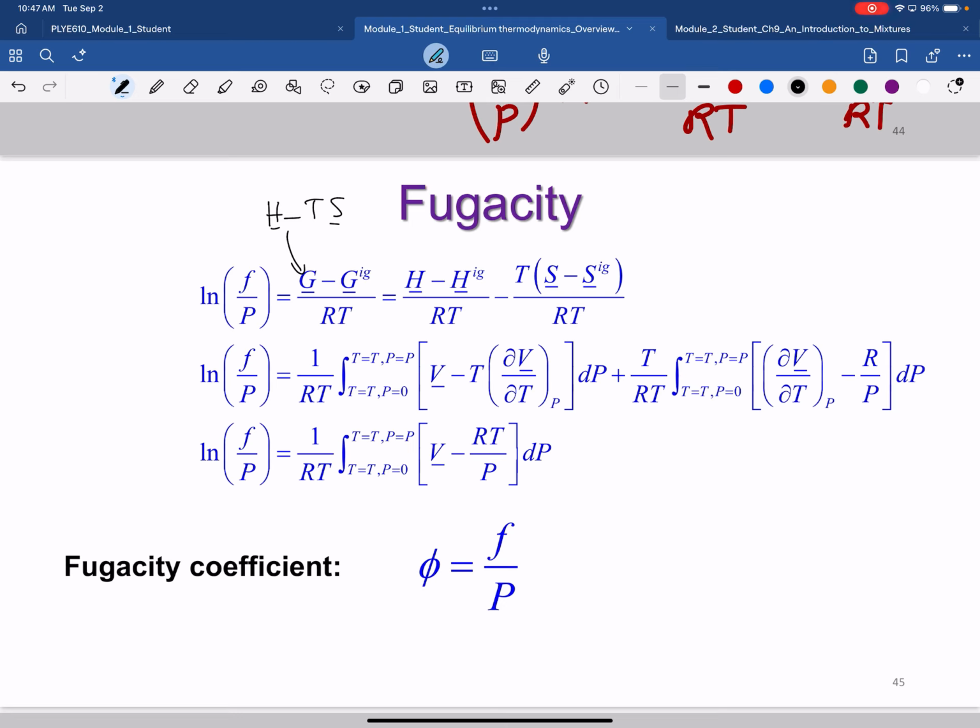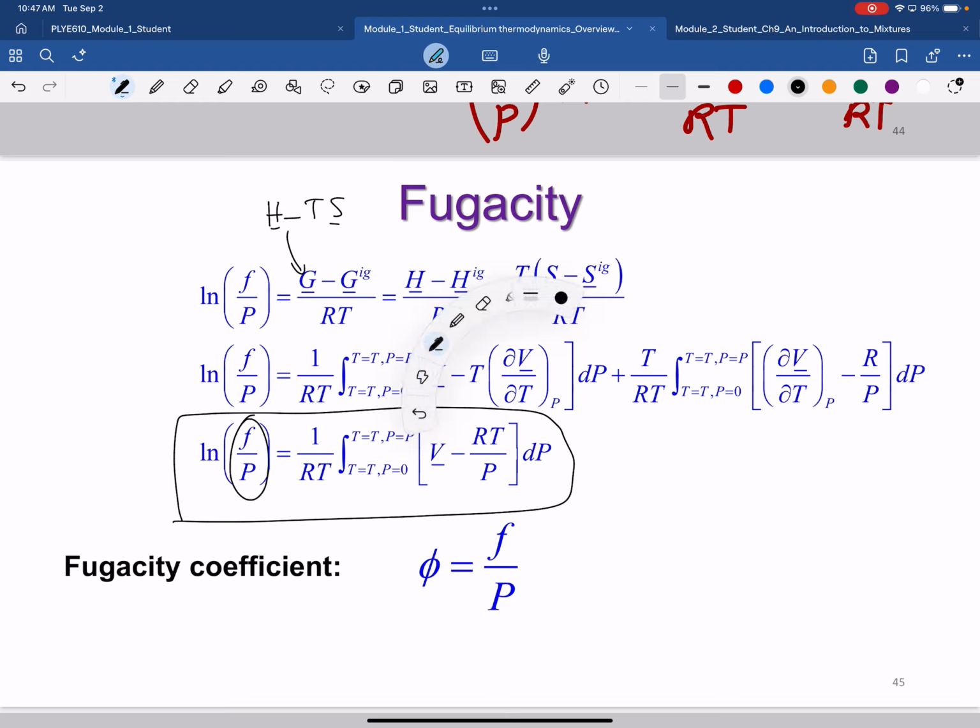So that equation we have, the key part is the last one, right? So this is the relationship we are going to use when we have the pressure of the real gas as a function of the temperature. And this quantity in the parentheses, f over P, which shows the ratio of the fugacity of the real gas to the ideal gas, is always called a fugacity coefficient, so it's a dimensionless number.